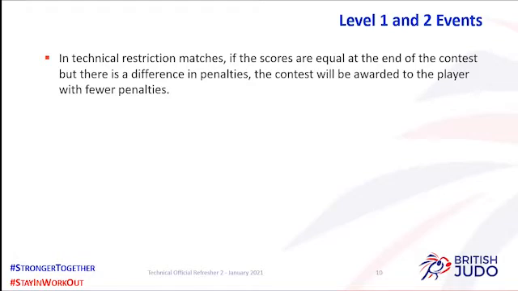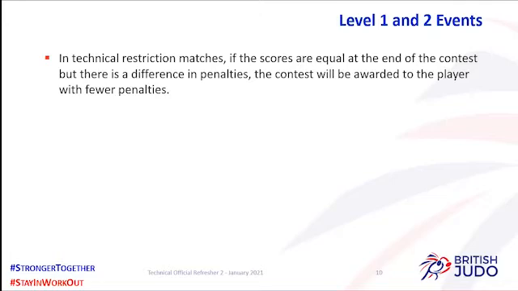In technical restriction matches, if the scores are equal at the end of the contest, but there's a difference in penalties, the contest will be awarded to the one with the fewer penalties. So, typical situation, which happens quite a lot in matches, we'll get to the end and one player's got a shido. And what that normally means is you then go into golden score.